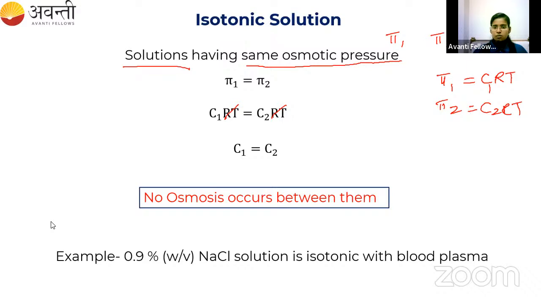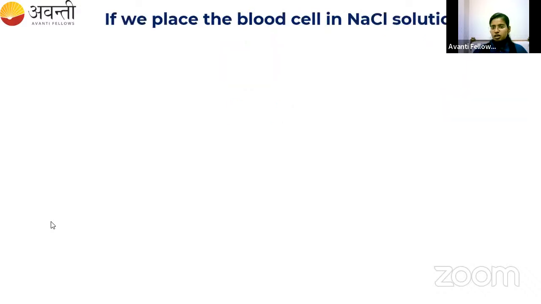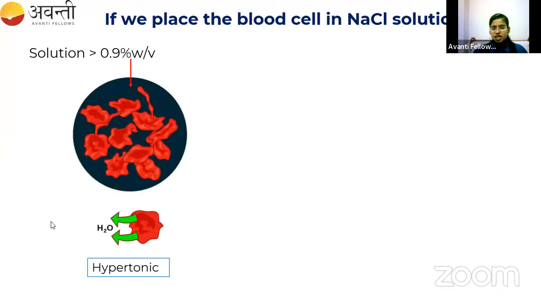So I'm going to take a blood cell and I'm going to place it in a sodium chloride solution. So see here. If the NaCl solution concentration is more than 0.9 percentage, the water molecules which are present inside the blood cell, they are coming out.